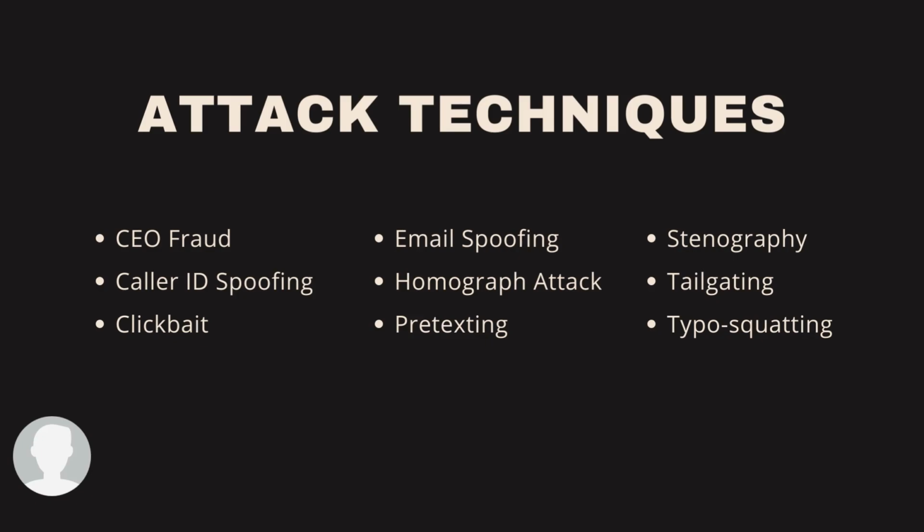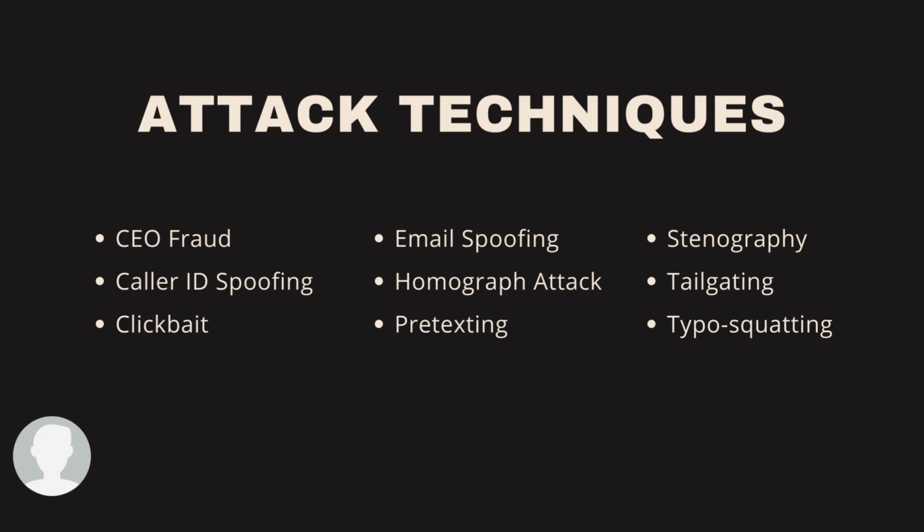Homograph attacks use domains with multiple alphabet letters, where different alphabets look identical, so they change it from one alphabet to another to make you think you're accessing the real domain when you're really not. Next, we have pretexting, which is again acting as a legitimate website or communication in order to acquire sensitive information. Followed by that, we have steganography, which is basically hiding information within an image.